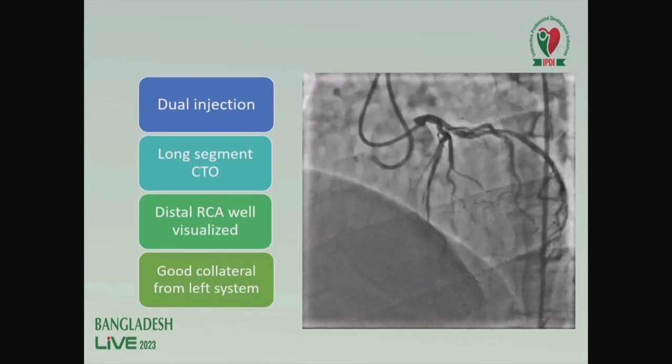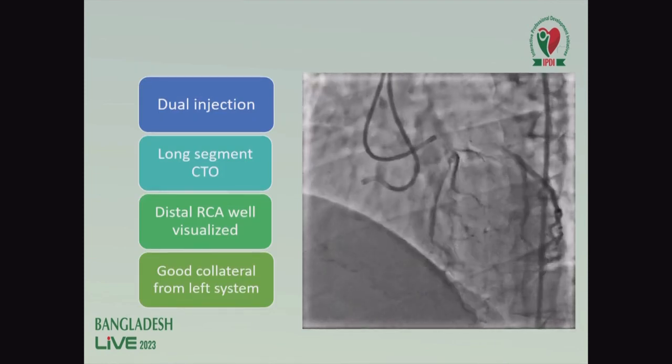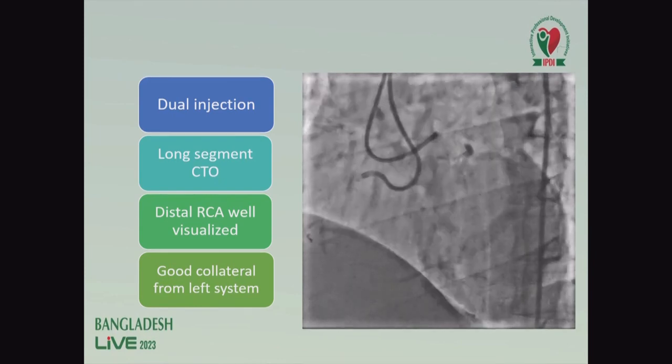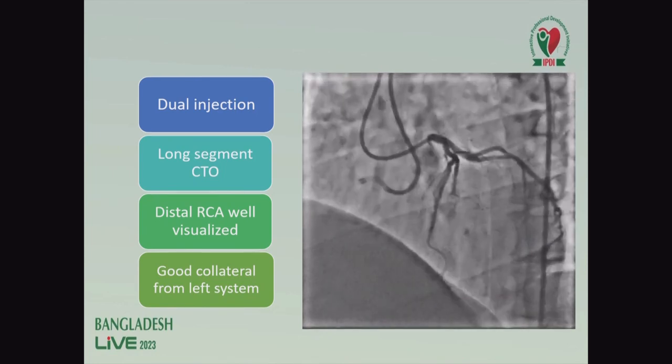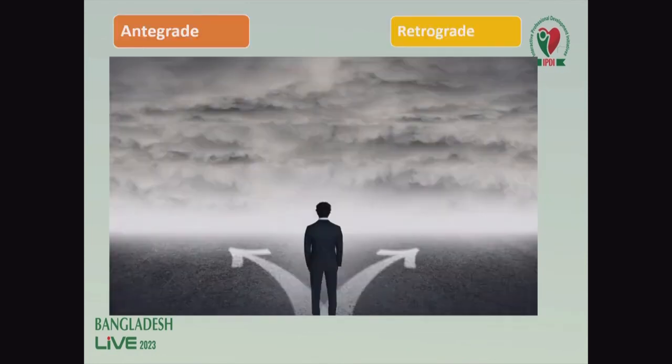So we took dual injection, and there was a long segment CTO, and the distal RCA was visualized, and there were good collaterals. Which approach will we take, antegrade or retrograde?